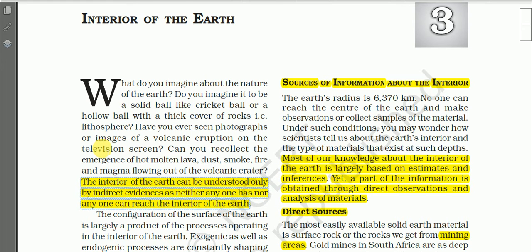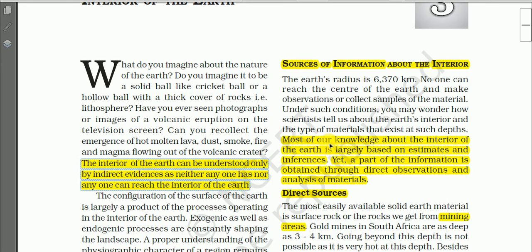Now let us see. It is also mentioned here that most of our knowledge about the interior of the Earth is largely based on estimates and inferences. And yet a part of the information is obtained through direct observation and analysis of the materials. That means we are going to learn about the direct sources of information about the Earth interior. So what are the direct sources? Let us see.